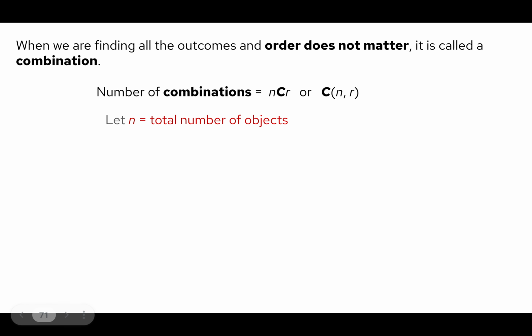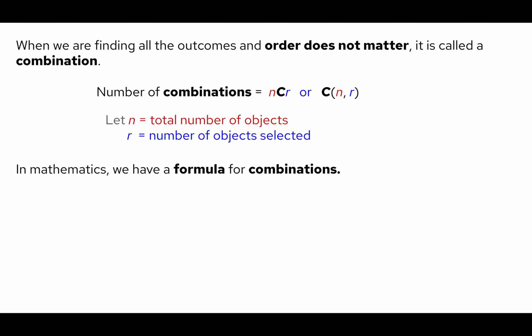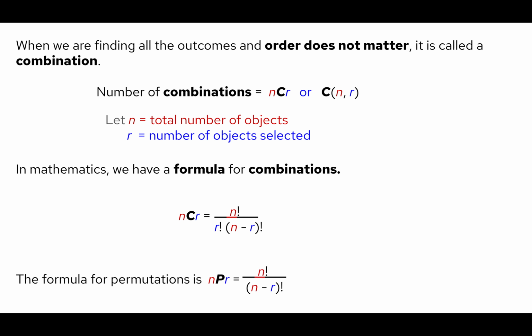So the N is going to stand for the total number of objects. And the R? Well, the R is going to represent the number of objects that we selected. So now we know what all of the variables stand for. In mathematics, we have a formula for combinations, and it looks like this. Ooh, it looks a bit sophisticated. But we know now what the variables stand for, and we know what the factorials mean from the previous slide.